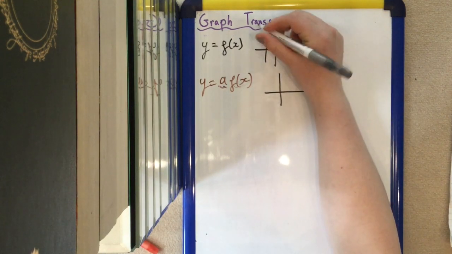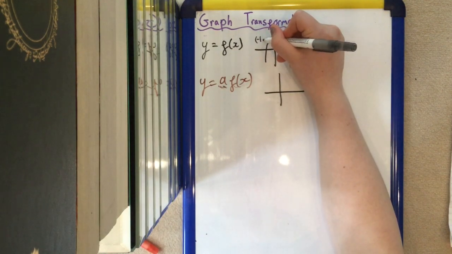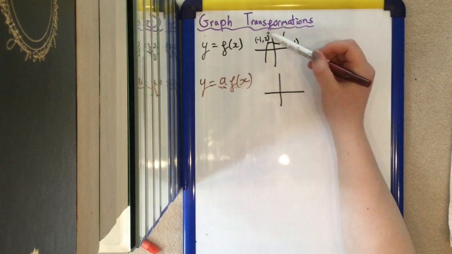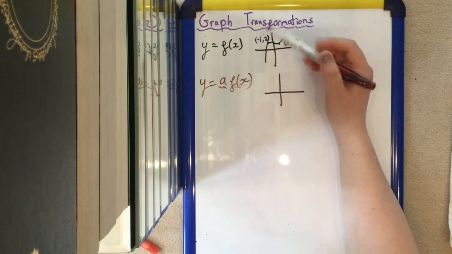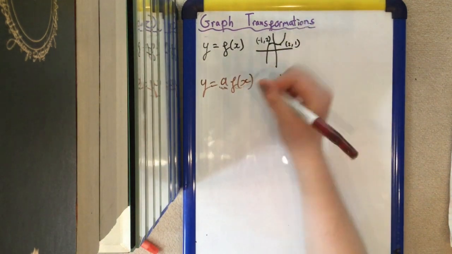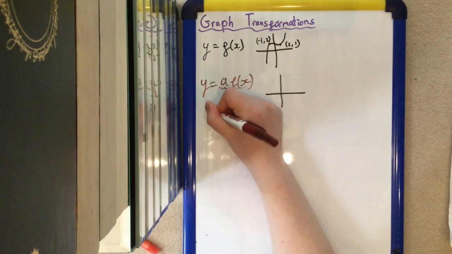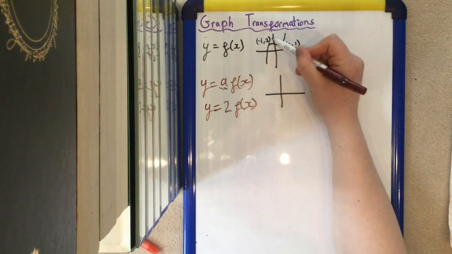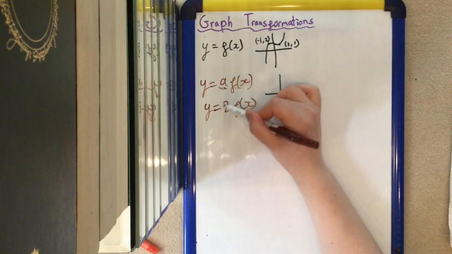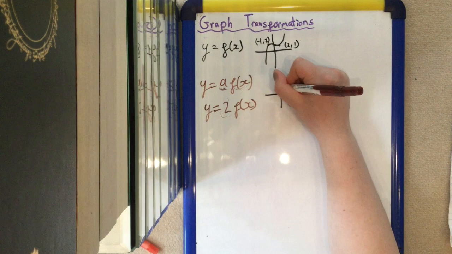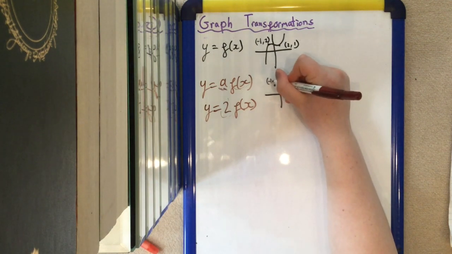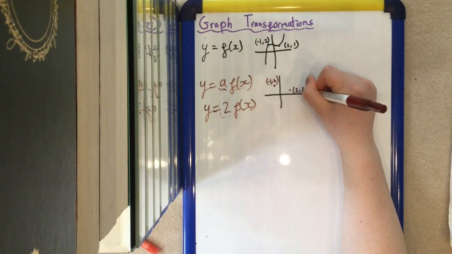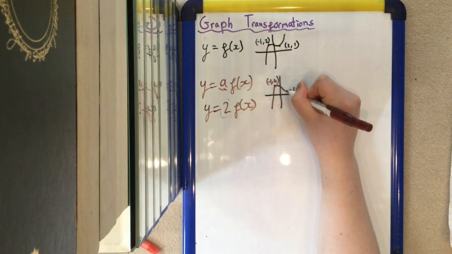If we let this local maximum be minus 1, 2, and this local minimum, 2, 1, I take the y coordinate here, which is 2, and multiply it by a. And then if I let a equal a set number, so y equals 2 f of x, I take this y-coordinate and multiply it by this coefficient. So my new local maximum is at minus 1, 4. And my new local minimum is at 2, 2. So I get a graph that looks like that.